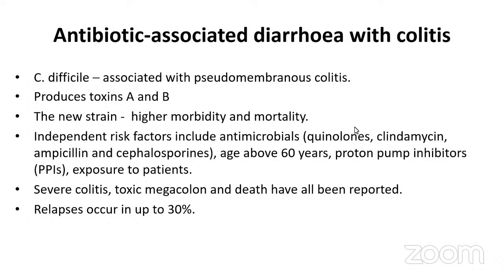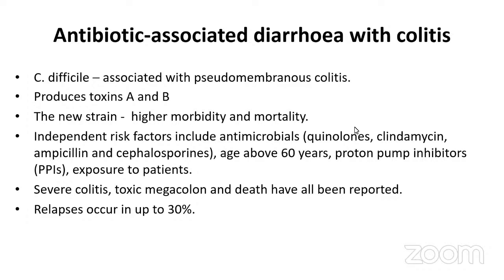So antibiotic associated diarrhea with colitis. This is most probably Clostridium difficile, pseudomembranous colitis, which produces toxin A and B. So there are new strains available which cause very high mortality and morbidity. And we have also seen a few cases of pseudomembranous colitis like Clostridium difficile. Previously in our institution, we have seen almost 4 or 5 patients over a period of 6 months. We did not have much of a cluster of cases, but we had a good number of patients.